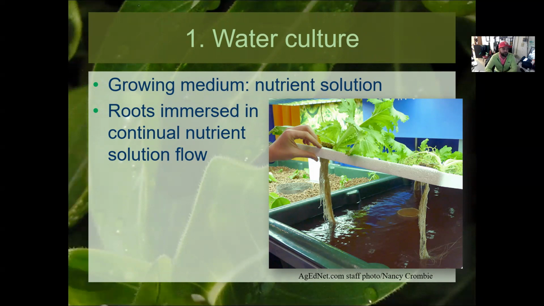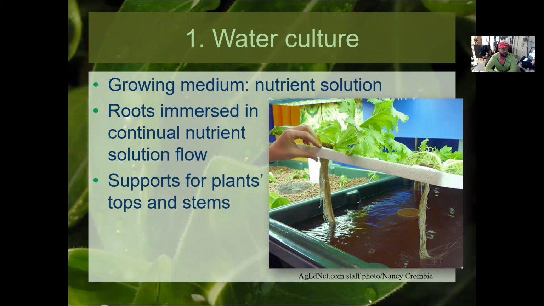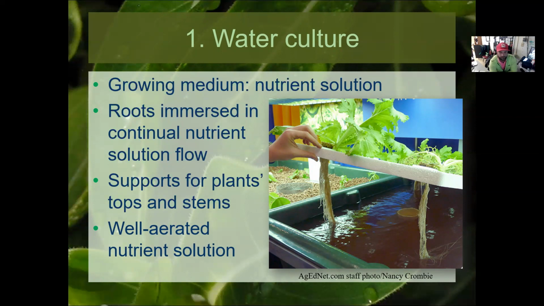Roots immersed in continual nutrient solution flow, and supports for plant tops and stems. As we can see in the picture to our right, we have plants being used in a styrofoam material over this water solution, with the roots growing through the bottom of it. So you need to have that support to ensure that your plants are staying upright. Well aerated nutrient solution. Whenever they put this piece of styrofoam down, it's probably going to sit a little bit above that water, so the roots are going to get down in there, in that solution. It looks a little bit brown, but that's all the nutrients going around in there. So it's a nutrient-based water solution.